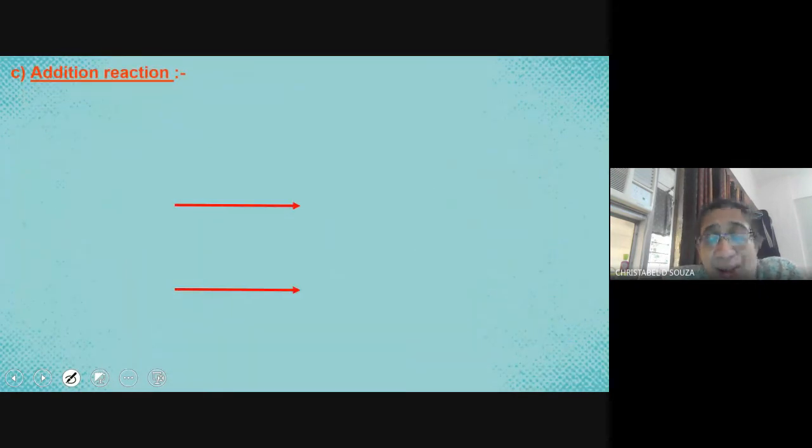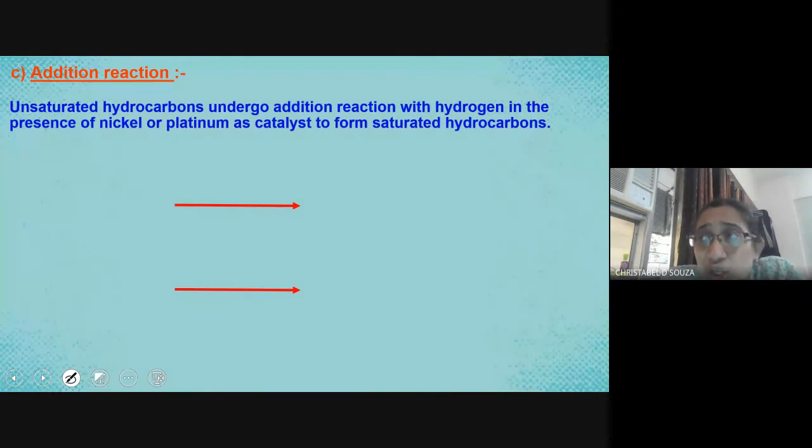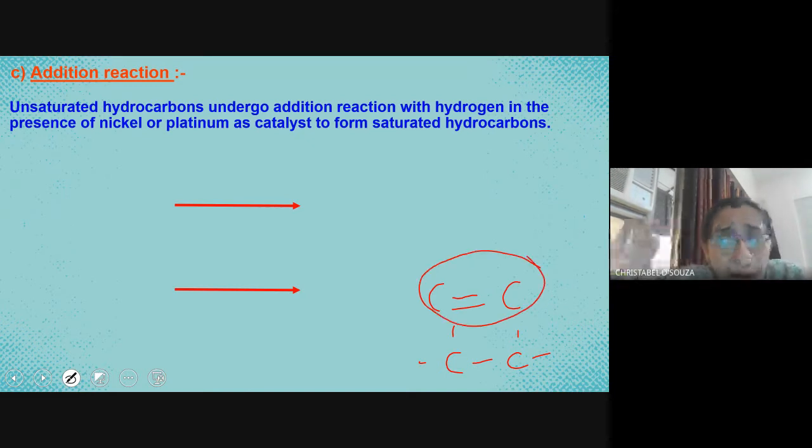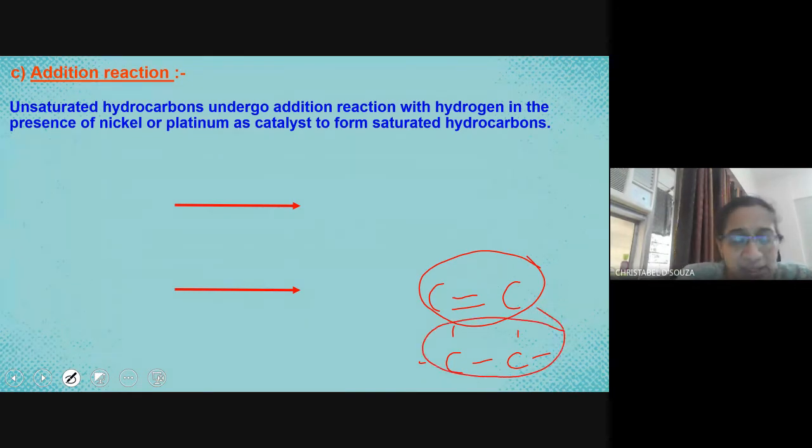Now the next one, addition reaction. This is the simplest reaction. Please look at this. Unsaturated hydrocarbons are those which contain a carbon carbon double bond. So what happens is this double bond gets broken, and here we have a single bond. And here you have the structure this way. From an unsaturated or double bond carbon compound, it becomes a single bond carbon compound.